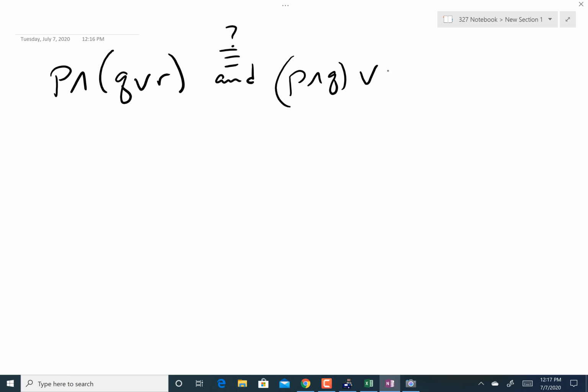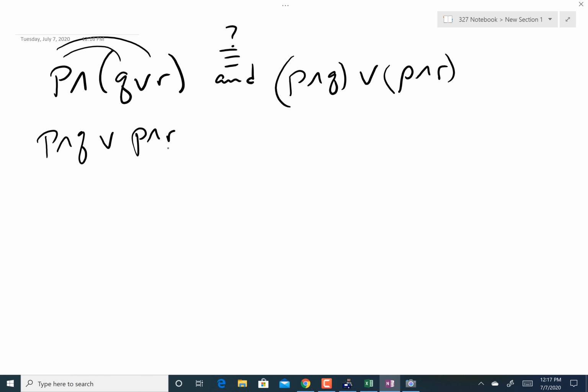Let's look at some of these guys here. Let's see if these are logically equivalent statements. So how about this one? P and, or R. I want to know if that's logically equivalent. In other words, I want to know, is this true? P and Q, or P and R. I don't know, let's find out. Well, first of all, the distributive principle says that this is the same as this, right? Therefore, they are logically equivalent. Why are they logically equivalent? The distributive property.